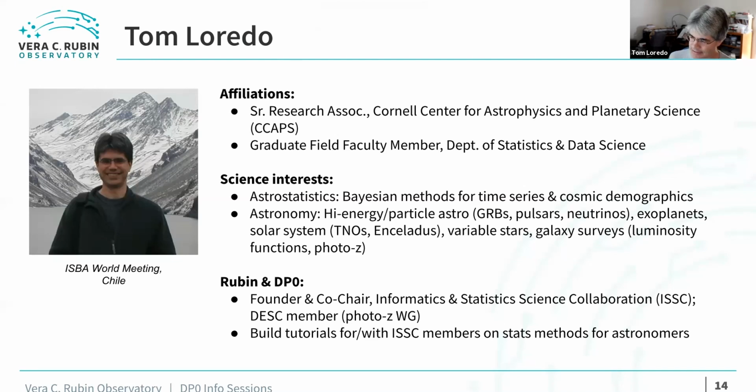My main science area is more a skill set than a science area. It's astrostatistics, especially Bayesian methods for time series and demographics. I was one of the people introducing those methods into astronomy back in the 1980s and 90s. Having that kind of skill set as my focus has let me work in a lot of different areas that I've listed here, including several related to Rubin.